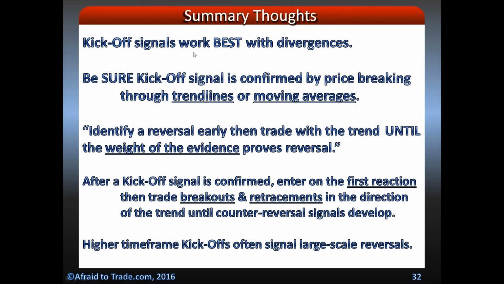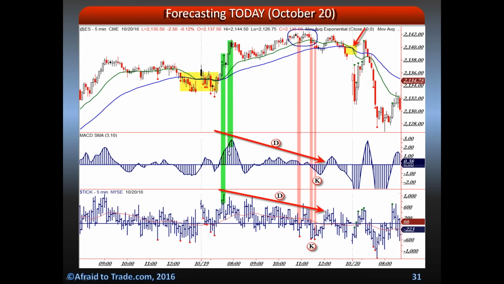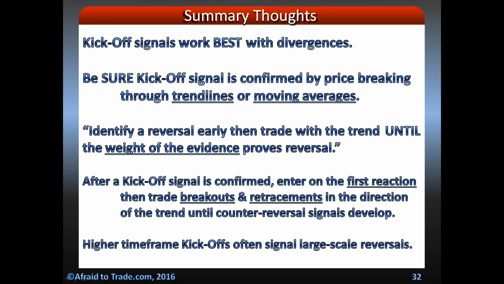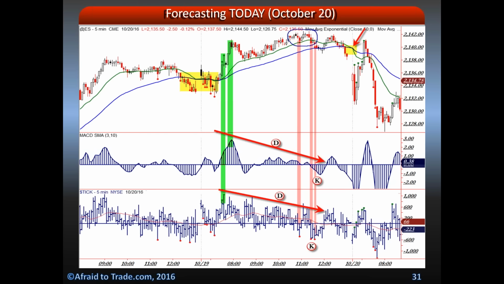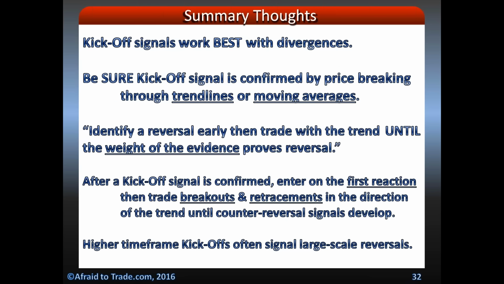All right, so kickoffs are best with divergences. So if you see a random kickoff, look for divergences. It's the weight of the evidence. There's nothing that's going to tell you kickoff or divergence. It's what's the market doing? Is it laboring to go up? Are the moving averages crossing? Form a decision matrix and get the bigger picture from the price itself.